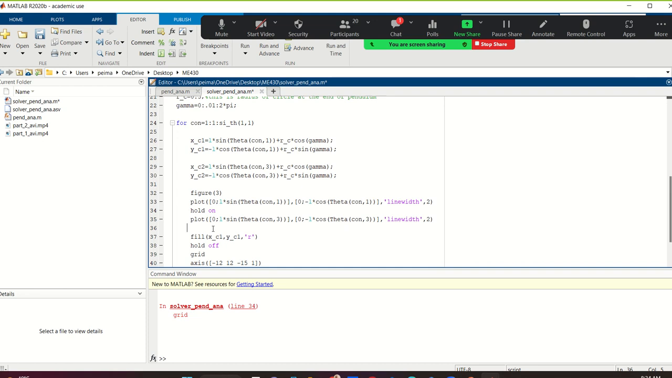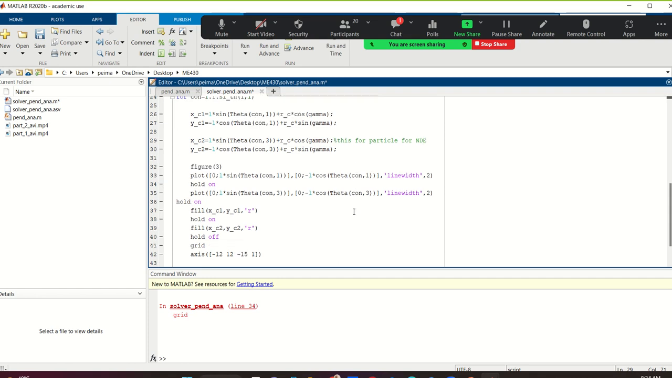And hold on. For the nonlinear one, hold on. This gonna be 2. This gonna be 2. So I'm commenting here because I'm gonna share with you. This is for the particle for the nonlinear differential equation. Okay?